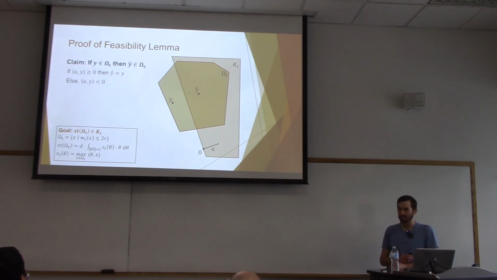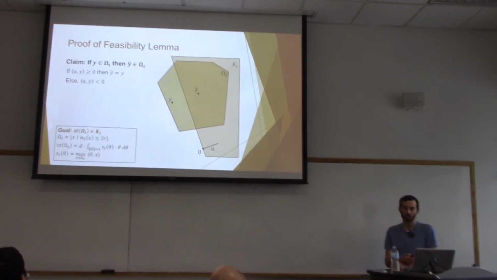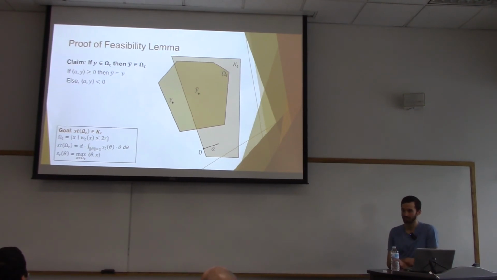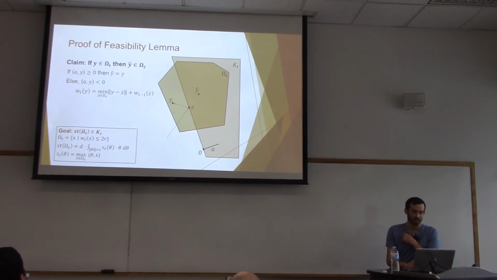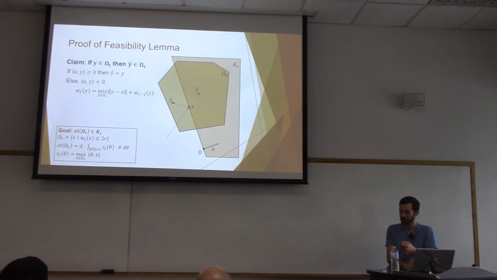But the more interesting case is if I take my point y, which is inside of omega t but outside of kt, and I'm looking at its reflection, and I want to show that its reflection is in fact inside of omega t. So since omega t is defined by the work function value, I need to get an upper bound on the work function of y hat. So I can get some point z such that the optimum path to get to my point y is I'm going to do whatever I do and come to z. That's where I'm going to satisfy the request kt, and then from there I'll jump to y.